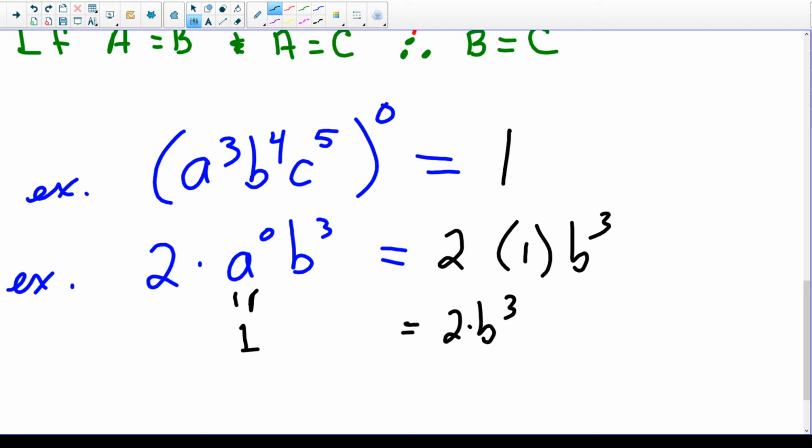Okay? So be careful where the power of 0 is. If the power of 0 is on the outside of everything, then the answer is 1. But if the power of 0 is within something, then maybe just that one thing is going to become 1. The rest is not going to change.